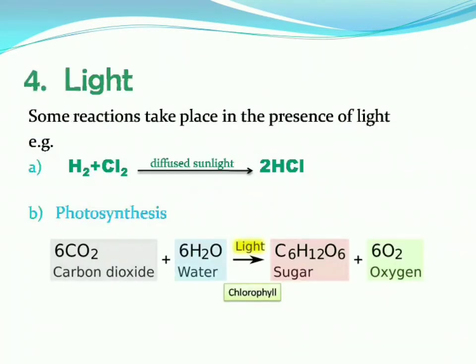The fourth condition is light. Some reactions require the presence of light to occur. For example, if we mix hydrogen and chlorine in the dark, they'll never react. But if the mixture of hydrogen and chlorine is placed in sunlight, it reacts together to form hydrogen chloride. The same is the case with photosynthesis, which only occurs in the presence of light.